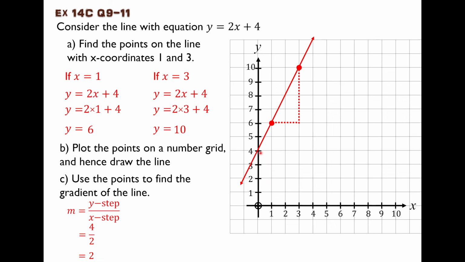Just to show you what that means, it means if I go across 1 unit, then I would go up 2 units. Good. And that is how, given an equation, you can find some points on the line with that equation and also find the gradient, how steep it is as well.